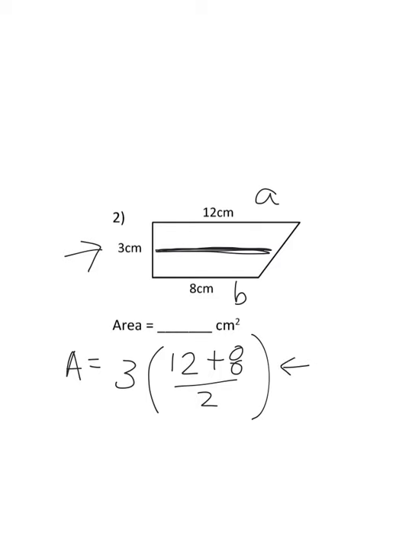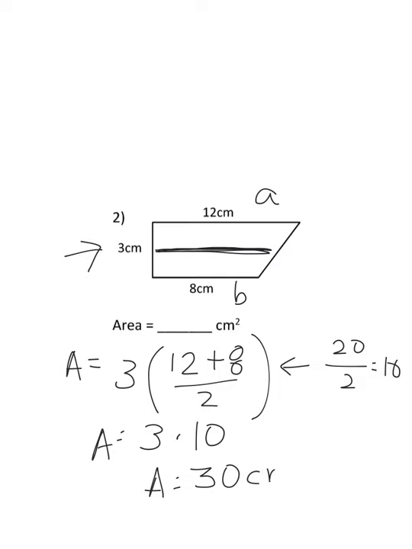So let's calculate what this is first. So 12 plus 8 is 20. 20 divided by 2 is 10. So the area equals 3 times 10. So the area is 3 times 10 is 30 centimeters squared. Go ahead again, take a second and screenshot.